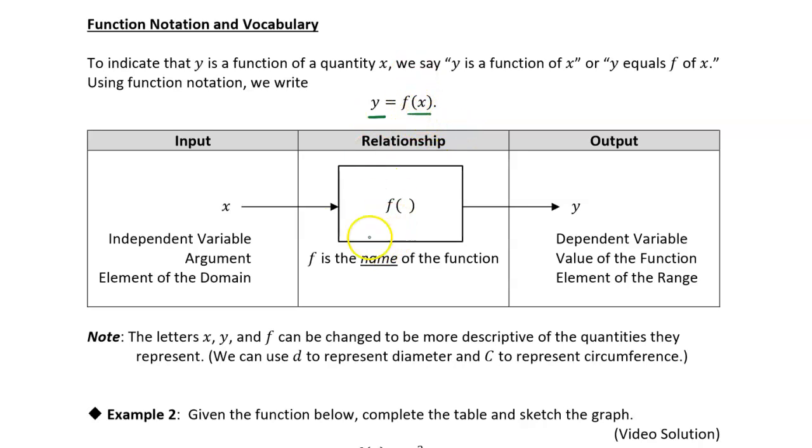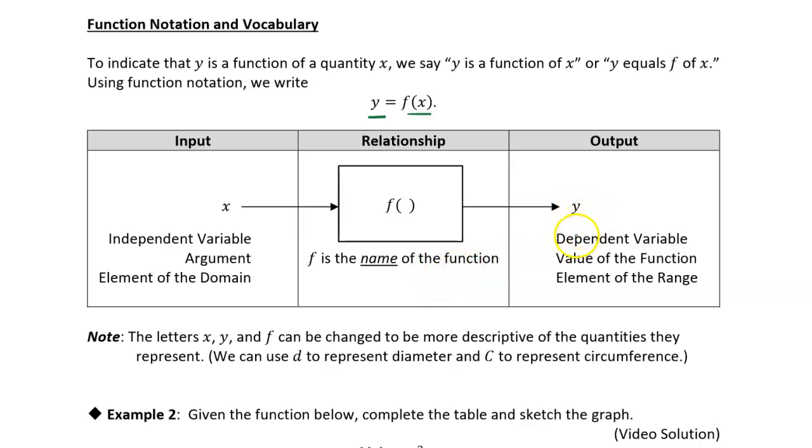Now, x is the input to the function. It's also called the independent variable or the argument, and it's an element in the domain. So it's the input. This f is not a variable. f is the name of the function. So we're just naming the function. We could call it f or we could call it something else. It's just whatever we want to call the name of the function.